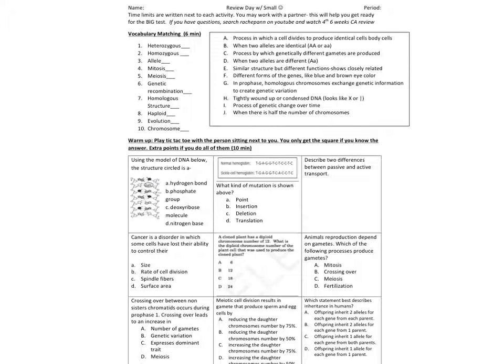So heterozygous, you have to remember the prefix hetero means different. So that's when you're looking at a genotype and there are 2 different alleles. That is letter D. Homozygous, we got to remember homo means the same. So that's when you have 2 same alleles, either 2 dominant or 2 recessive. Looks like letter B.